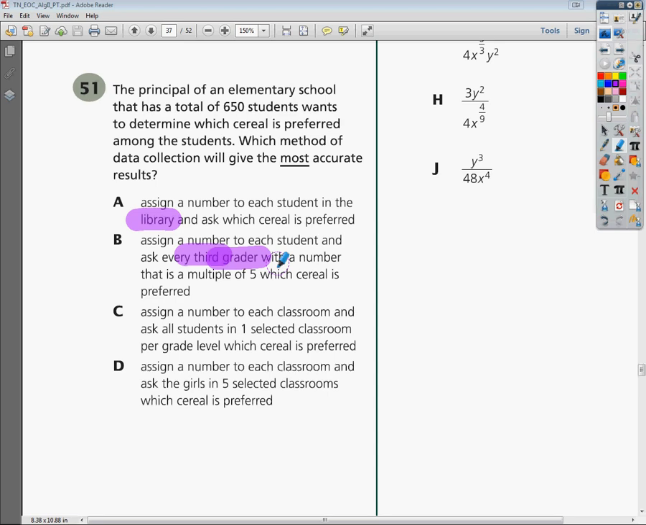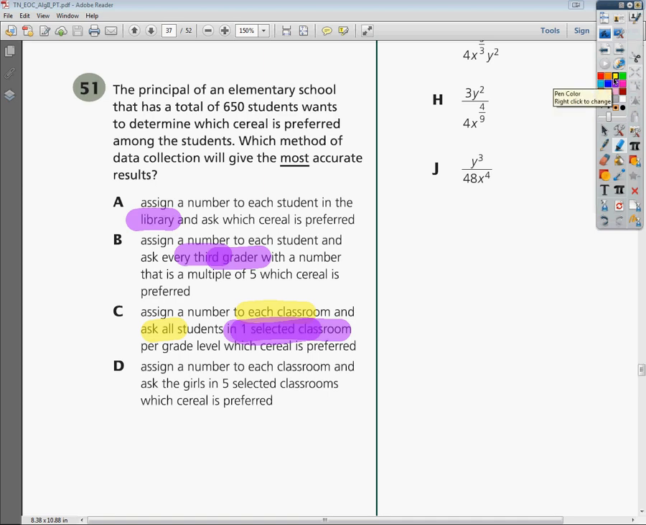C says, assign a number to each classroom and ask all students in one selected classroom per grade level which cereal is preferred. Now, this looks like it's being overly restrictive, but it's not being nearly as restrictive as some of the others. It says that each classroom gets a number, and ask all students, that's a good thing, in one selected classroom, which seems like we're being restrictive. One selected classroom, see, we're sort of limiting ourselves.